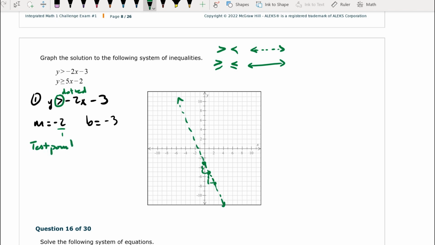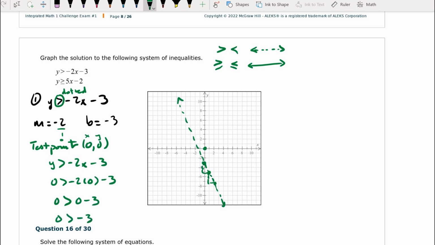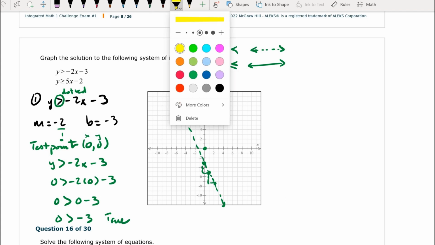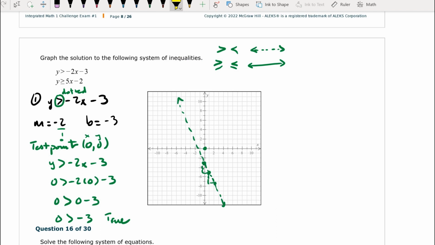For the test point, I would like to choose 0, 0. As long as 0, 0 is not on the line, we're good to use it. So y greater than negative 2x minus 3, where 0, 0 means x and y are 0: 0 greater than negative 2 times 0 minus 3. So 0 greater than 0 minus 3, 0 greater than negative 3. Is that true? The answer is yes, it's true. If it's true, you're going to shade the area that contains the point. So 0, 0 is above the line, so we shade everything above the line.